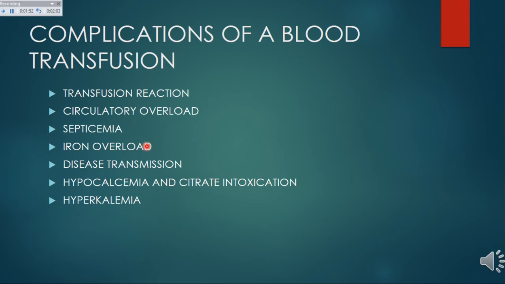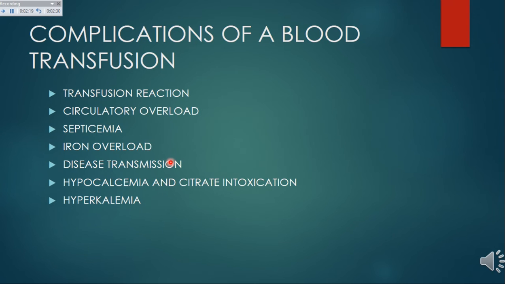Next is iron overload. That means too much iron in the body, also called hemochromatosis. It is a condition in which your body stores too much iron. It is a delayed transfusion reaction that occurs in clients who are chronically dependent on blood transfusion, such as clients with anemia or thrombocytopenia.